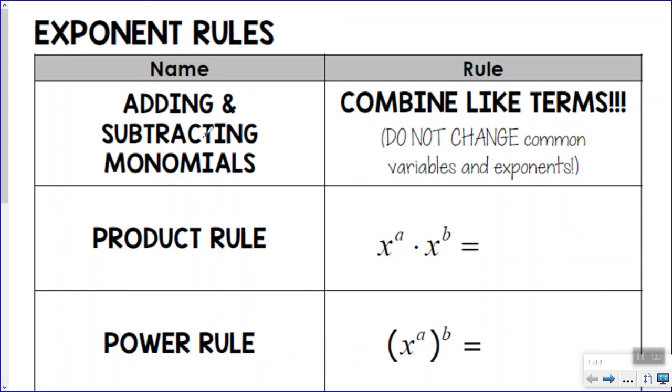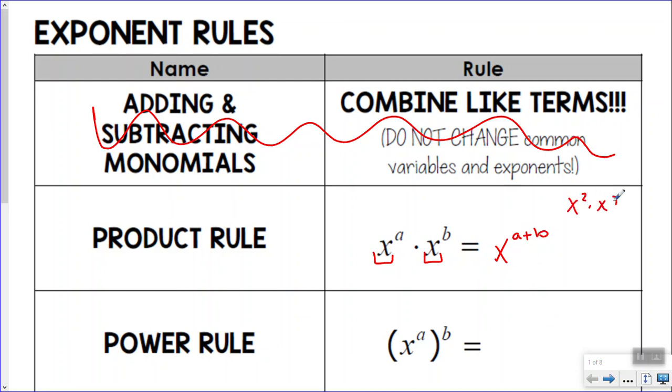The first thing that we have to keep in mind, we're going to ignore this adding and subtracting monomials part, we'll come back to that in our next unit, is when we're multiplying things that have the same base. When we multiply like bases, we add the exponents together. So x to the a times x to the b is x to the a plus b. For example, if we had x squared times x to the 7th, that answer would be x to the 9th.